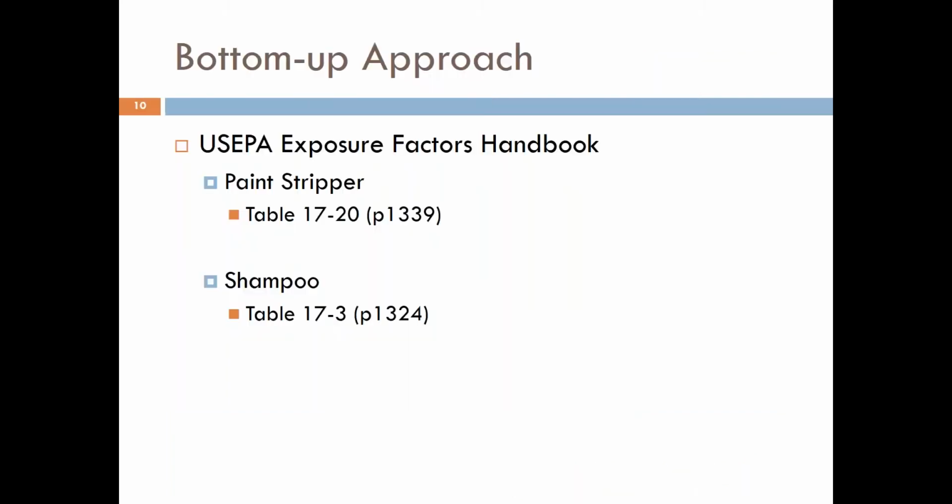So we're going to take a look at where we get some of this data. The first one is the EPA Exposure Factors Handbook, and we'll take a look at some of the information. I showed it yesterday, but today we're going to zoom in a little bit more and spend a little bit of time with the information.